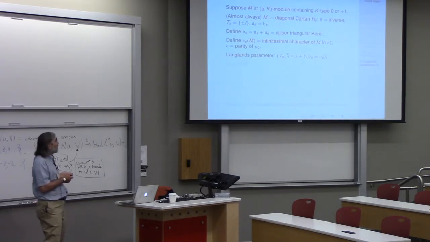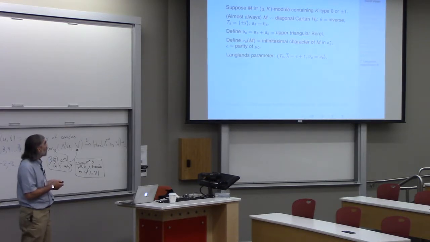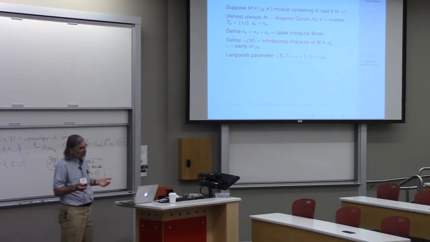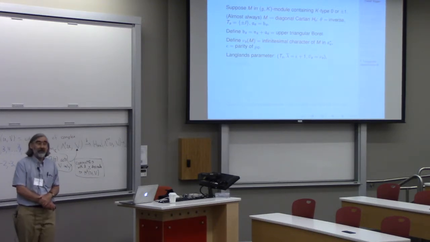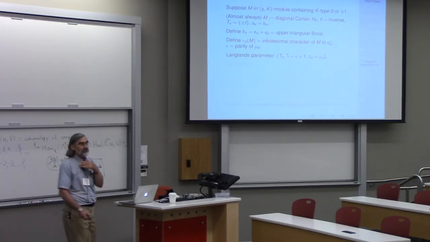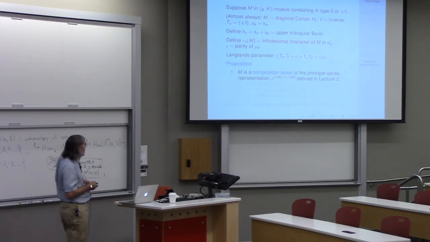That parity is well-defined. The lowest k-type might not be unique. If this weight plus one occurs, then probably the weight minus one occurs too, but plus one and minus one have the same parity, so we're safe. So here's the proposition.